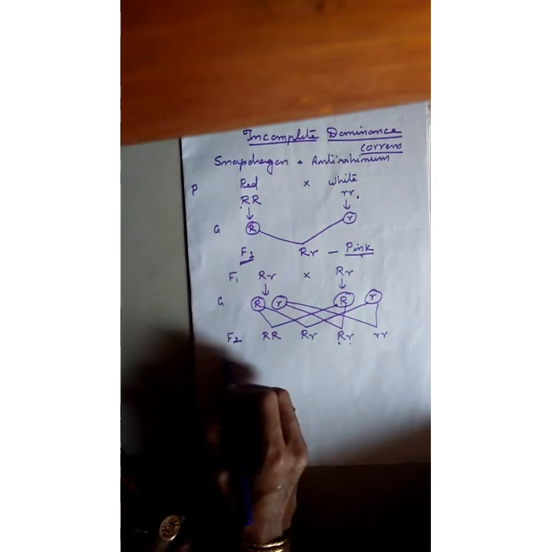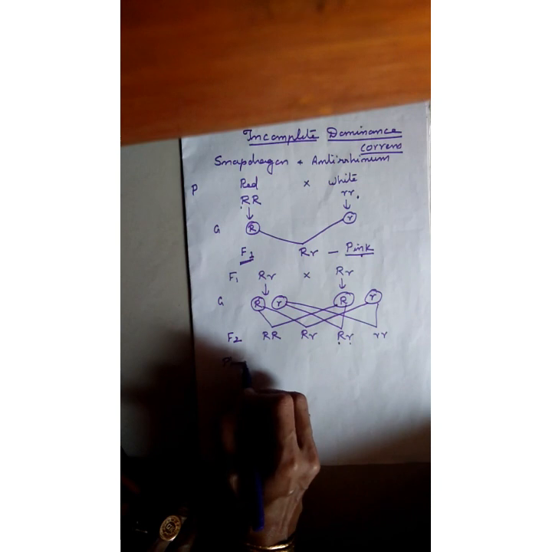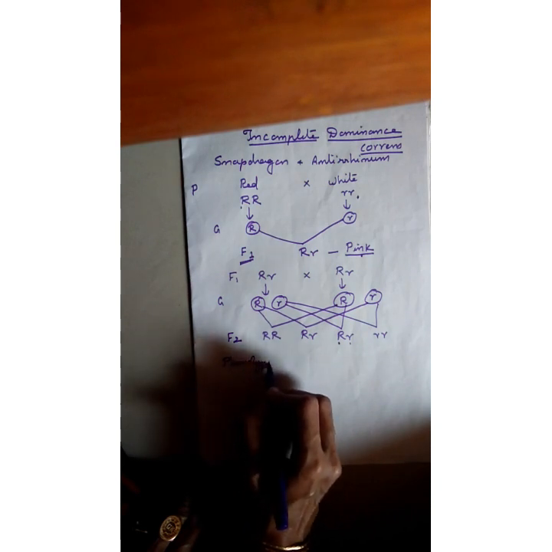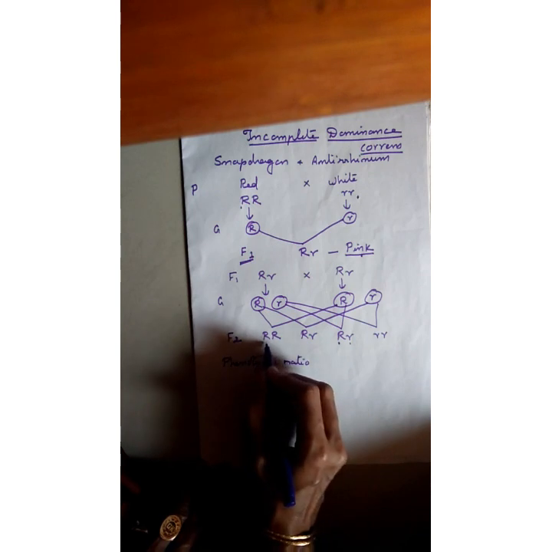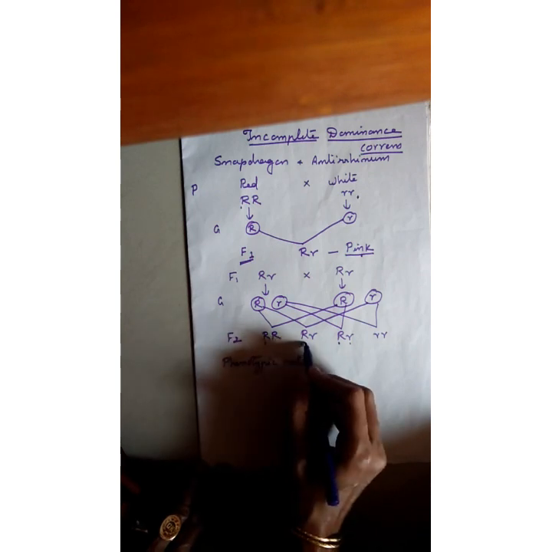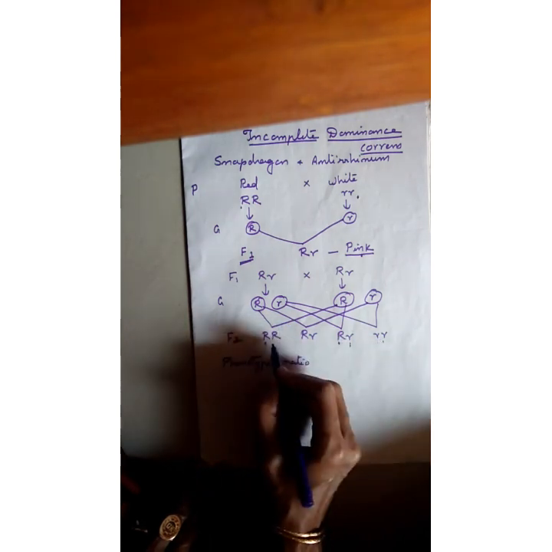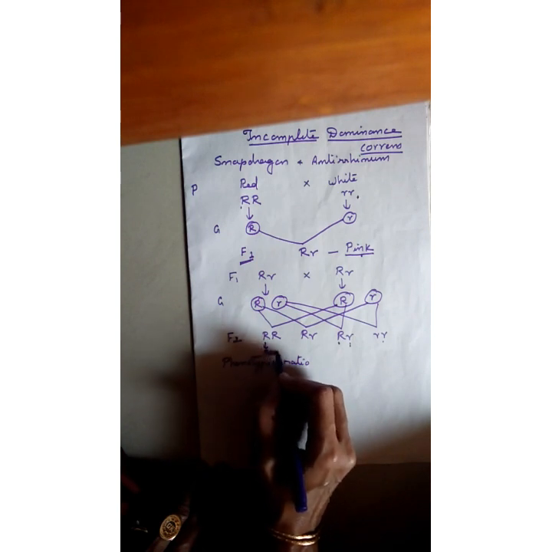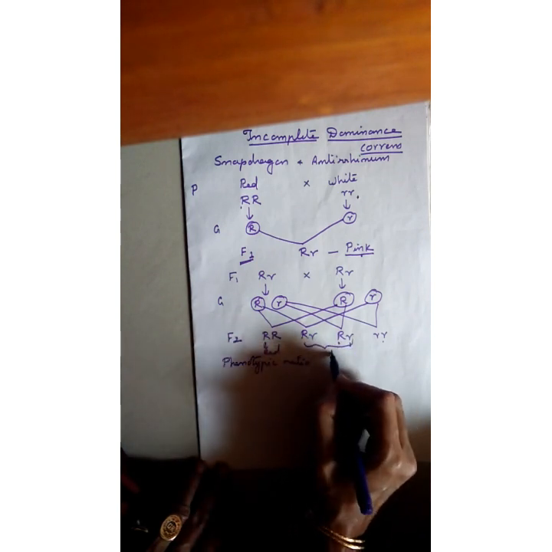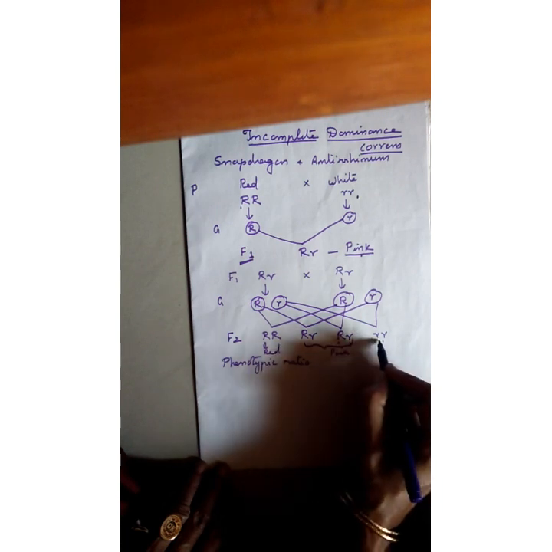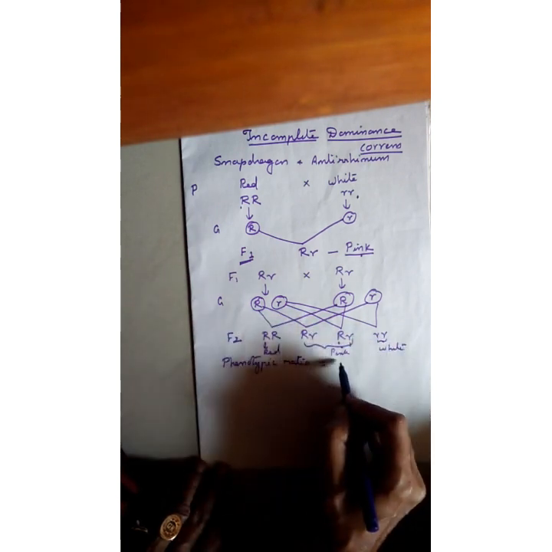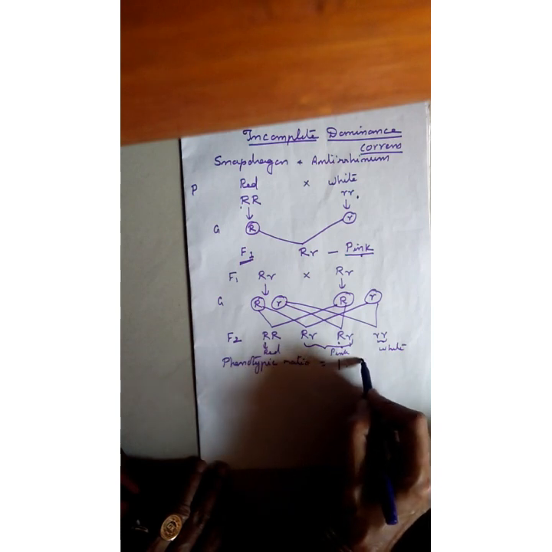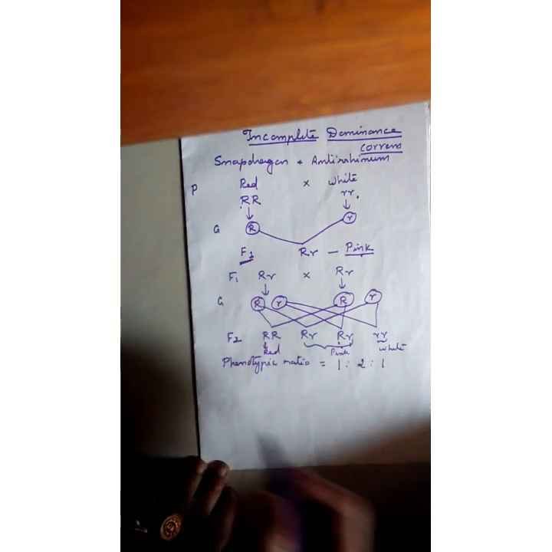In the F2 generation, phenotypic ratio is of, this is which color? Red. These two are pink and this is white. So phenotypic ratio is 1 red, 2 pink and 1 white.